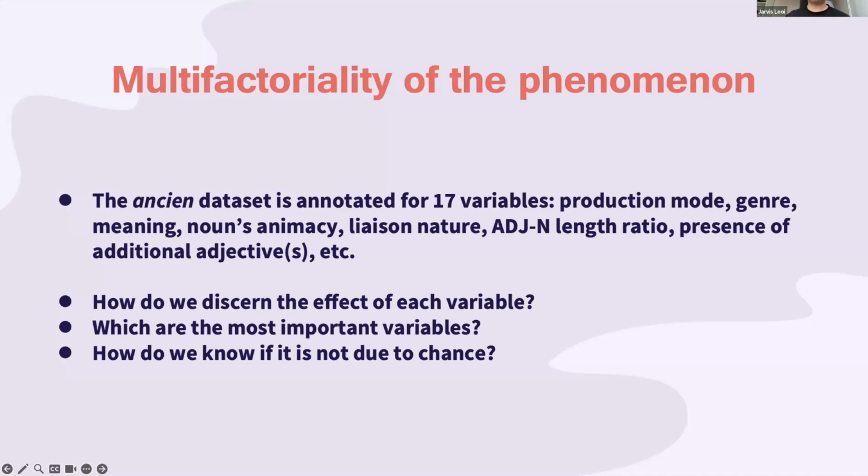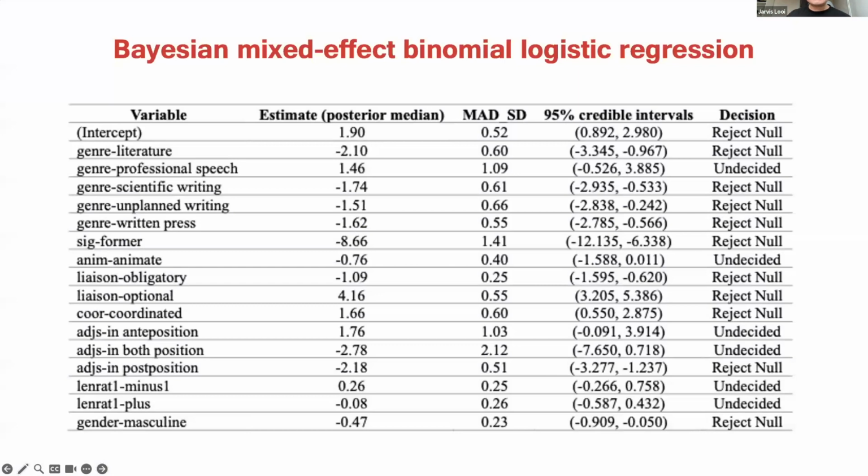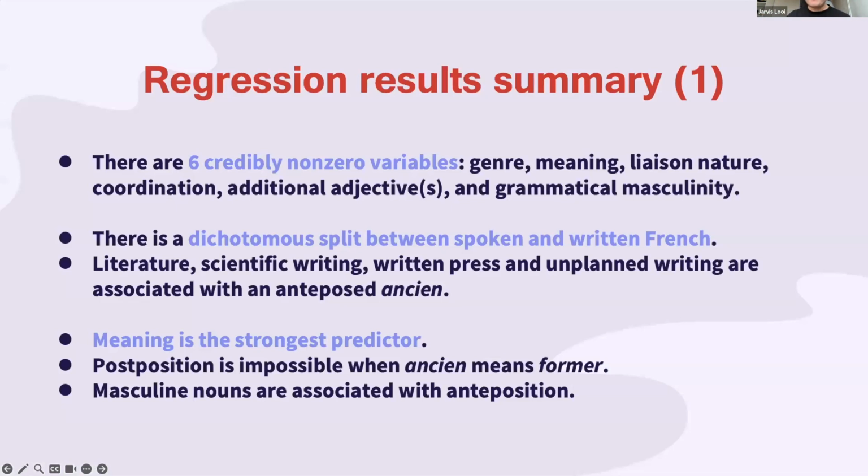That is why we need statistics to discern the effect of each variable, to find out the more important variables, and to make sure that they are not due to chance. For the analysis, I employed Bayesian mixed effect binomial logistic regression. There are a few things that we're interested in in the table. For example, which variable is statistically associated with the placement of ancien, and which is the most and least important variable. As it takes time to read the table, I have prepared a summary.